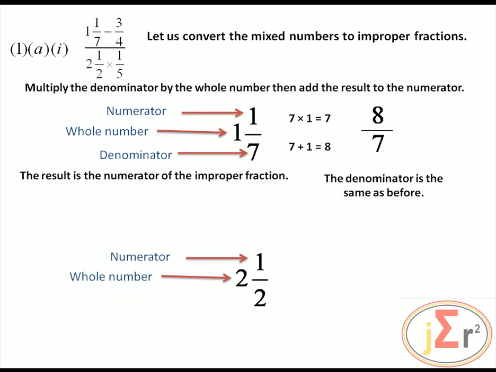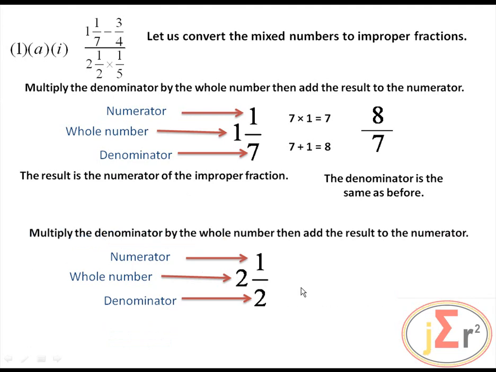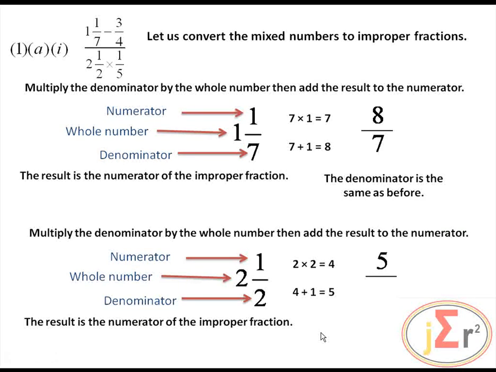Identifying again the parts of the mixed number. Then we multiply the denominator by the whole number. 2 times 2 is equal to 4. Then we add that 4 to the numerator. 4 plus 1 is equal to 5. 5 is the numerator of the improper fraction, and the denominator will be the same.